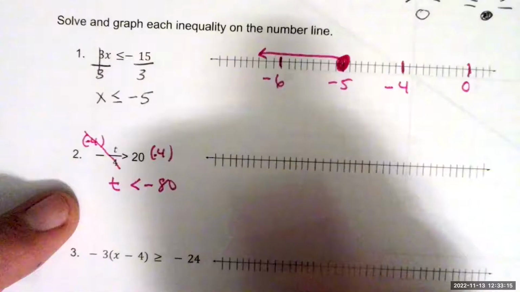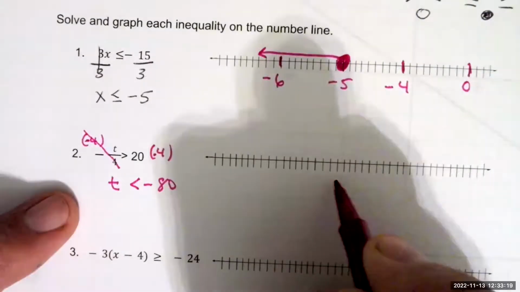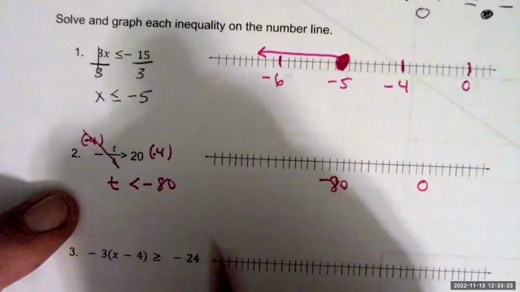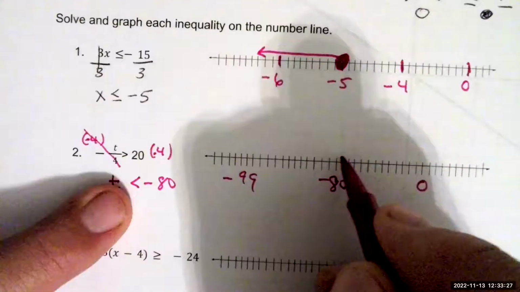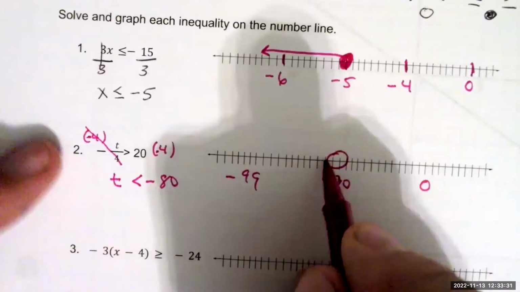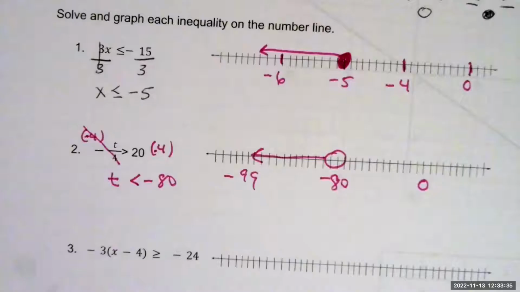So we go here. It's going to be an open circle because there's no bar. I better number my numbers. So we're going to say it's -80. Let's pretend this is 0. And we'll say this is -99. All right, so we will have an open circle, and I need a number less than it. So remember, less means I go to the left, so I'm going to go to the left, and that's it right there. That means every number will fit through there.